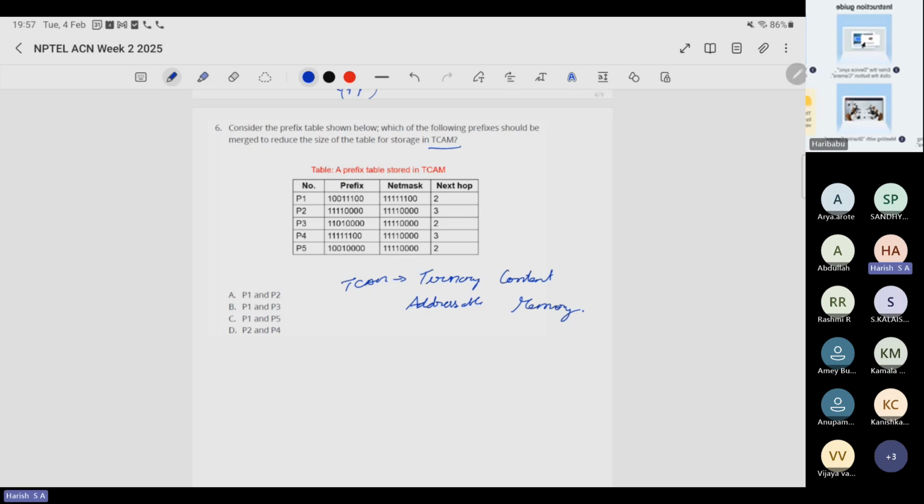So TCAM is nothing but a very special type of memory which is there in routers. So this is high speed and it can do parallel lookups.